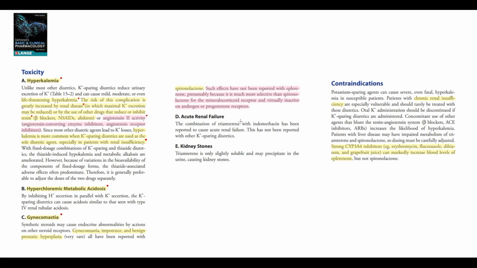Also, Triamterene in combination with indomethacin in some cases can cause acute renal failure, and we know that Triamterene can precipitate in the urine, and because of this, sometimes it can cause kidney stones. So, based on toxicity, we know that potassium-sparing diuretics are not the best choice in patients with chronic renal disease and in patients that have hyperkalemia. In addition to this, drugs such as erythromycin or even grapefruit juice can markedly increase the level of eplerenone in the blood because they inhibit cytochrome P3A4.